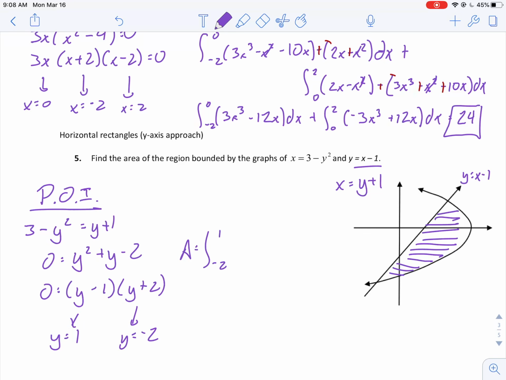the area is the integral from -2 to 1. My lower bound is always the lesser one, and the upper bound is the greater one, of my top function, which is 3 minus y squared, minus the bottom or left function, which is y plus 1. And now I'm integrating with respect to y, not x. So I get the integral from -2 to 1.